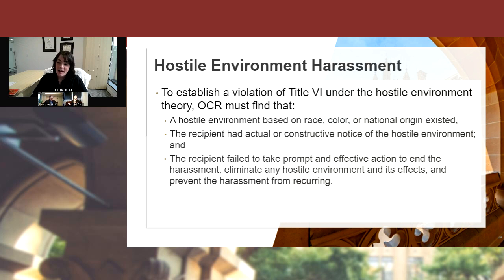And then again, as part of that, having that actual or constructive notice, OCR will look to see if the school took prompt and effective action to end that harassment, eliminate any hostile environment and its effects, and prevent that harassment from recurring. So they really want to see that action taken here. And I know a lot of schools get concerned, well, what if we can't end it right away, or if it continues going? They really want to see that you're taking different actions, you're making changes based on the events that have occurred and the circumstances that pop up, and that you are doing your best to prevent that from recurring on your campus.